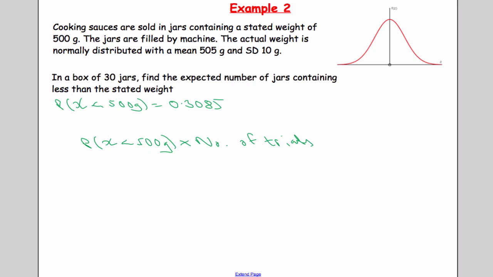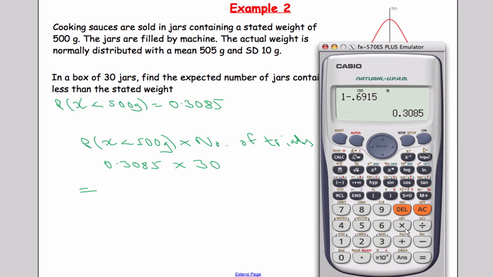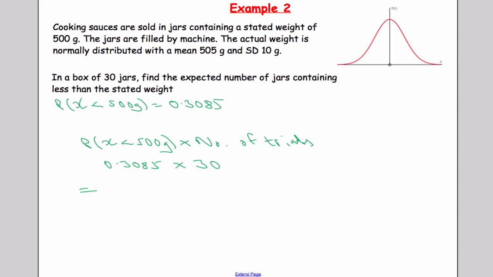So this probability is 0.3085, and I'm going to multiply that by 30. So if I pick 30 jars, 0.3085 multiplied by 30 gives me 9.255. It's not quite 10, so approximately 9 jars.